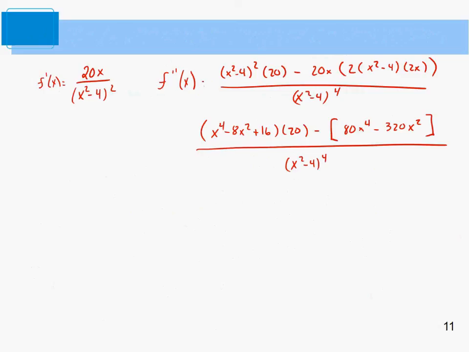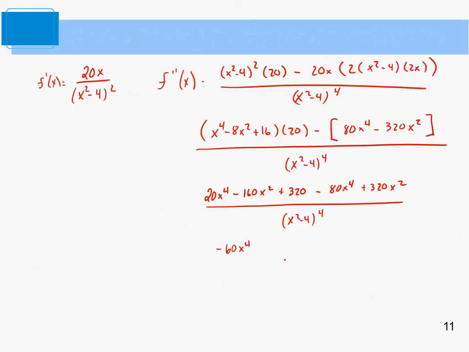All right, so let's multiply this out. We get 20x to the 4th minus 160x squared plus 320 minus 80x to the 4th plus 320x squared over x squared minus 4 to the 4th. No, we don't have to take the third derivative. But now we do need to set that equal to 0.